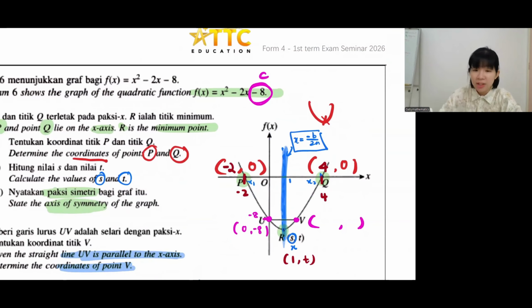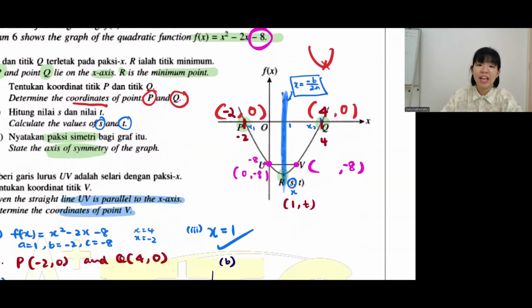Okay, so since we know this is negative 8, and UV is horizontal, the y coordinate for V will be negative 8 also. Agree? If this is negative 8, here also negative 8. Then the only problem we have now is the x. How do we find x? I have y, I want to find x. We substitute into the question. You have y, you can substitute y into the question to find x.